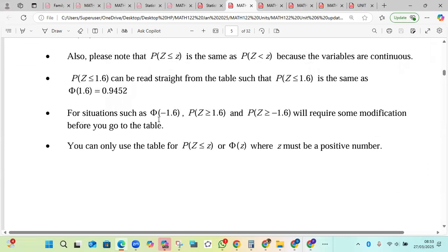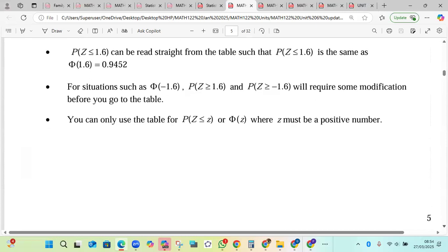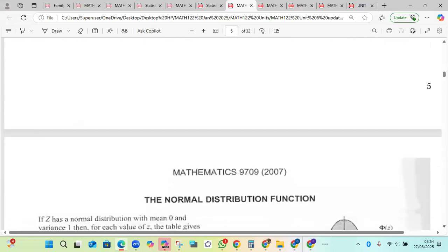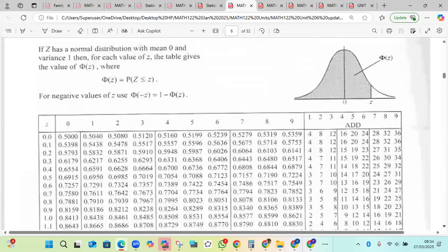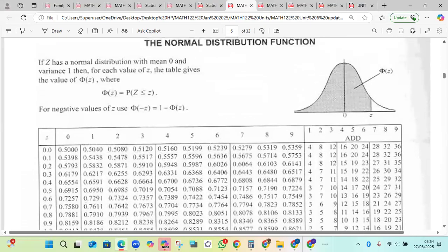All right, here it is. For situations such as phi of negative 1.6, which we just talked about a while ago, that's like finding p of z more than or equal to 1.6, and p of z more than or equal to negative 1.6 will require some modification before you can go to the table. We'll talk about this more in detail. You can only use a table for p of z less than or equal to z, or phi of z, where z must be a positive number. Okay, so that's how this table is structured. It's calibrated for positive z's. There are other tables calibrated for negative z's, you know.